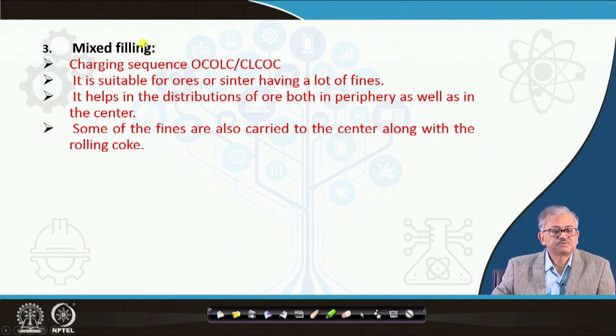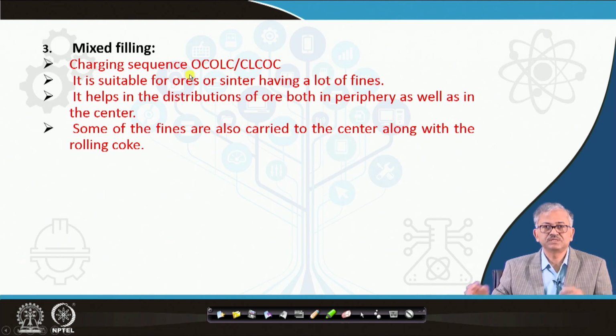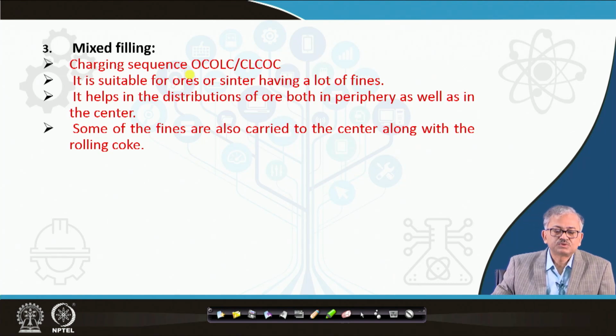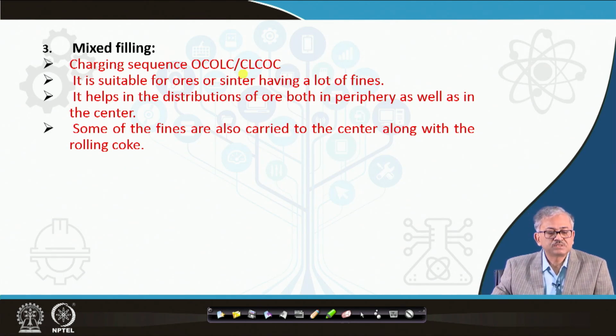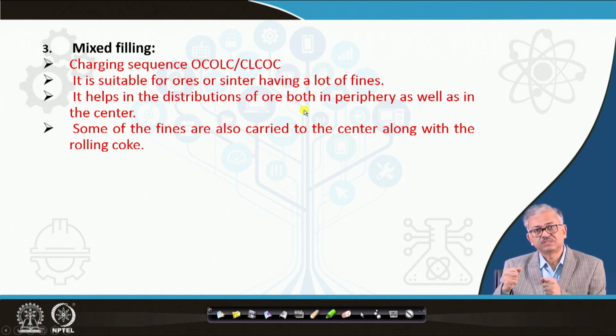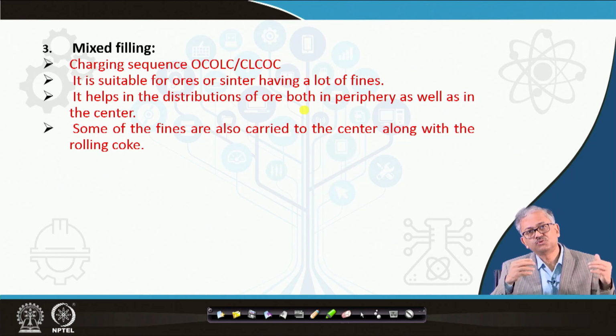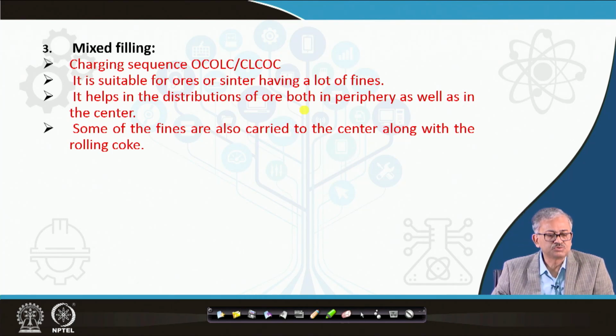And then you can have a mixed filling. In this case, you can charge ore and then coke, and the ore and the limestone and then coke. This is the mixed way you can charge it, and it is suitable for ores and sinter having a lot of fines. If you have a lot of fines, then you use a mixed charge. It helps the distribution of ore and coke both in the periphery as well as the center, and some of the fines also roll down along with the coke. This type of mixed charging is used basically if you have a lot of fines.